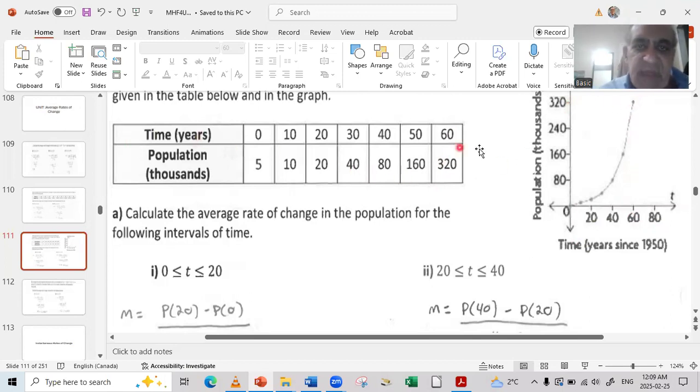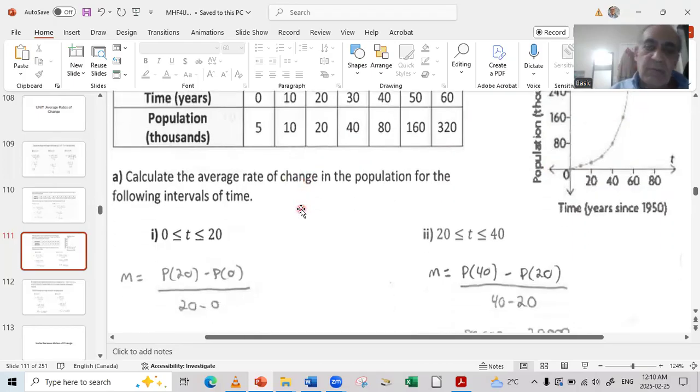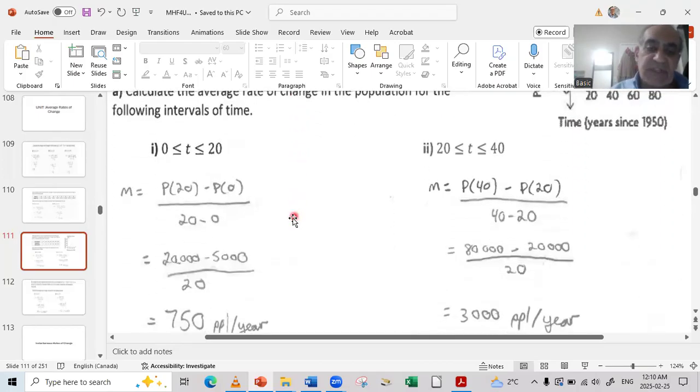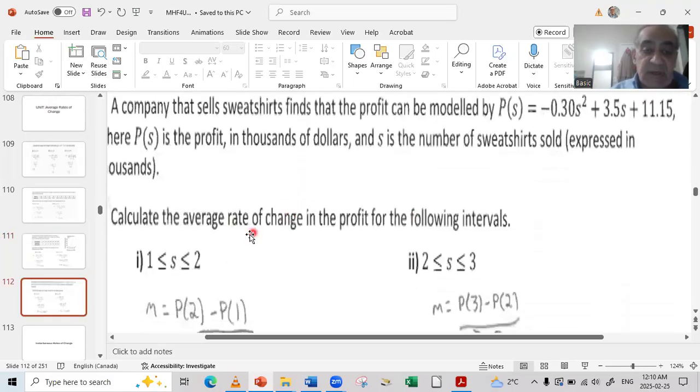So I graph the main numbers which I have here in the graph, then I link them together with a line this way. So this is regarding the rate of change, which is the second.